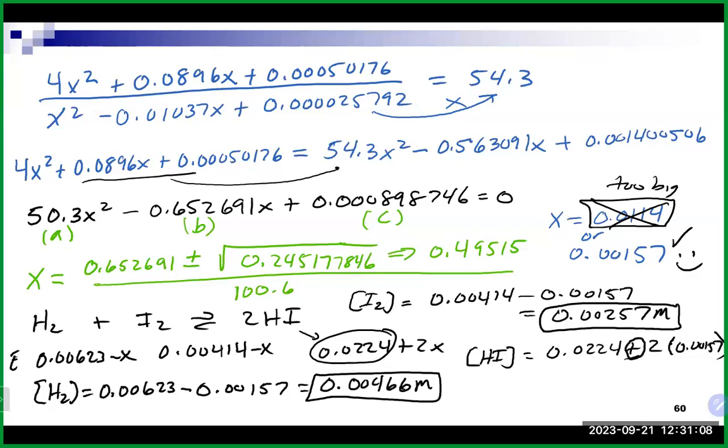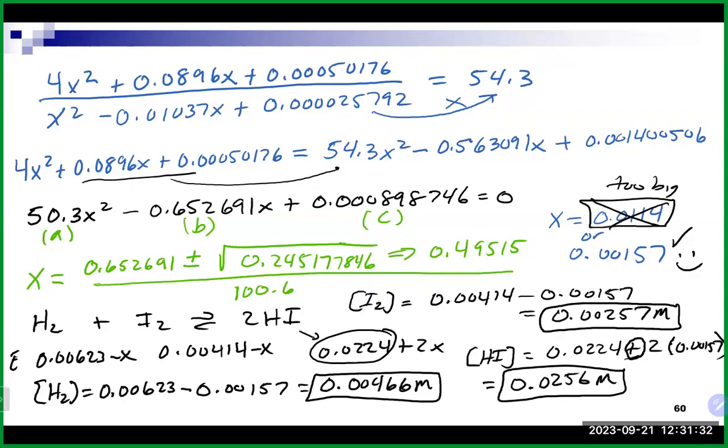So 0.0224 plus 2 times 0.00157 is going to get us 0.0256 molar, we'll call it. And those would be our equilibrium concentrations here. Yes. Any questions on any of that?